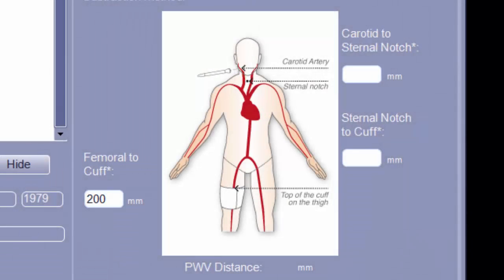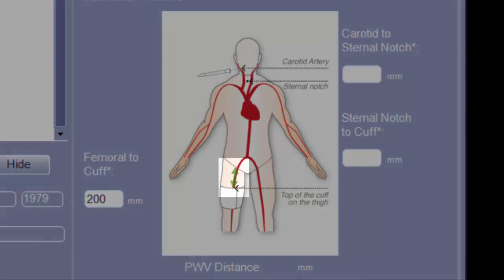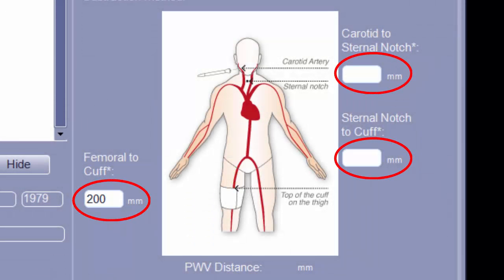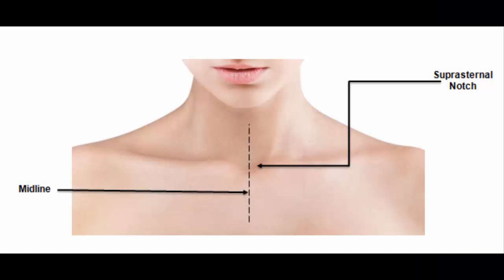the distance from the suprasternal notch to the top of the thigh cuff, and finally, the distance from the femoral pulse to the top of the thigh cuff. All distances should be measured and entered into the software in millimeters. In preparation for distance measurement, first identify the suprasternal notch. It is located in the midline of the body at the top edge of the sternum bone.